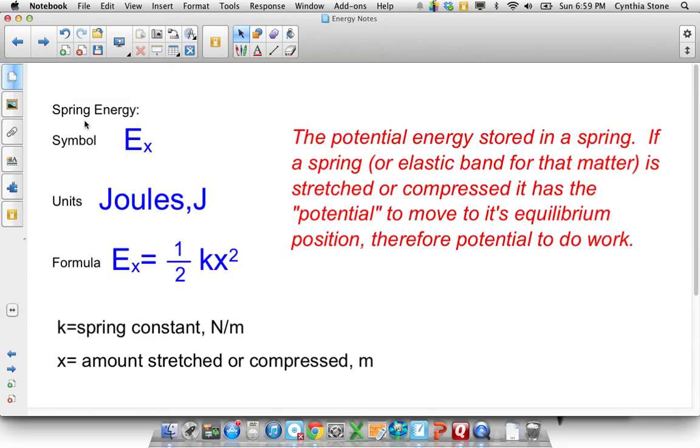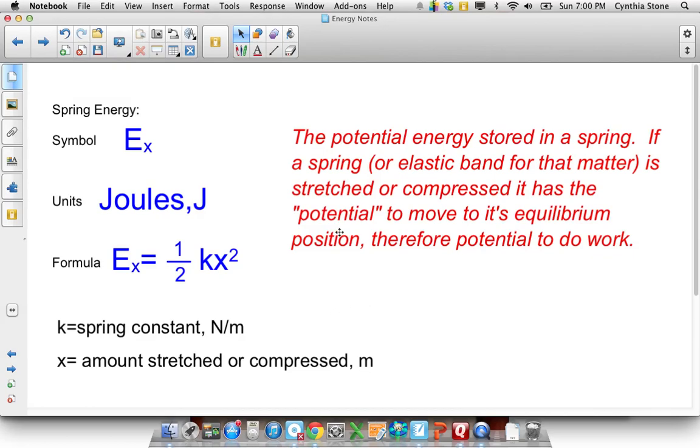The details. Excuse me. The symbol, we're going to give the symbol for elastic energy or spring energy, same thing, as E_x. The unit, like every other type of energy, is joules. There's our formula. And this K is newtons per meter, and x has to be meters. Okay? And it is the potential for it to move.